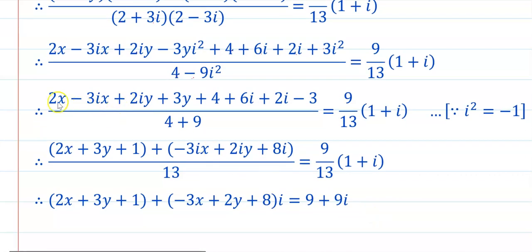Look here now. This is the real one. 2x, 3y, 4 minus 3, you are getting 1. 2x plus 3y plus 1 plus. Next, minus 3ix plus 2iy plus 6i plus 2i means what? It is 8i. So the i terms upon 13. 9 upon 13 into in bracket 1 plus i.